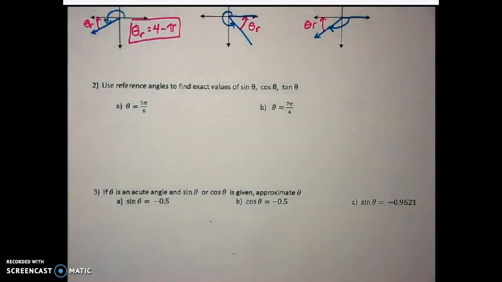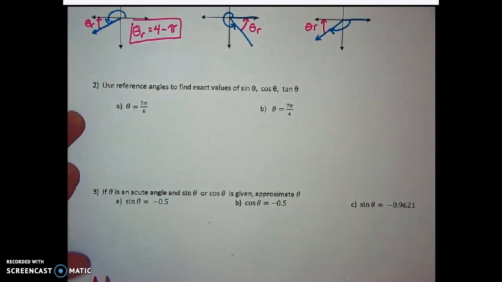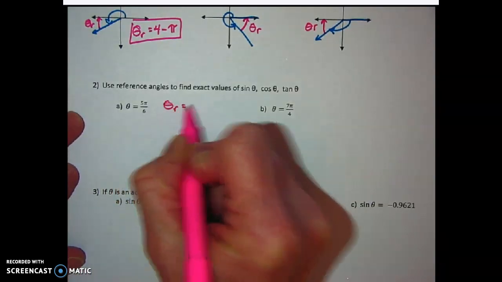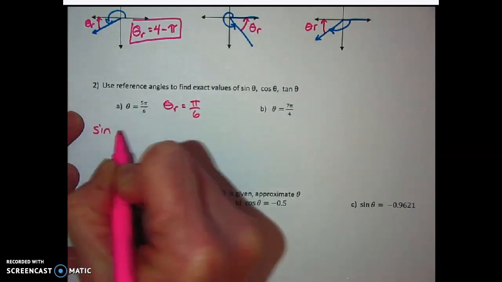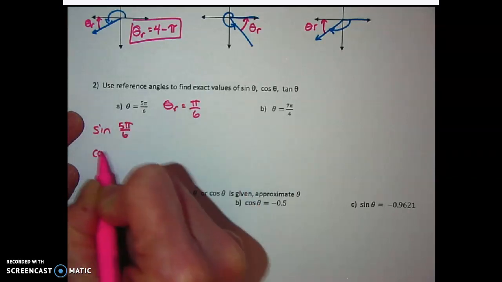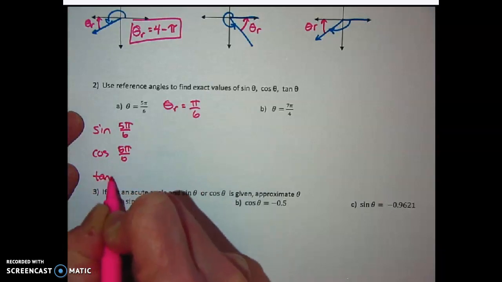Now let's use reference angles to find the exact values of our sine, cosine, and tangent. If we're given 5 pi over 6, let's just take a look up above. Number 1c, we had theta was 5 pi over 6, and we found that our reference angle was pi over 6. So let's determine what's the sine of 5 pi over 6, the cosine of 5 pi over 6, and the tangent of 5 pi over 6.